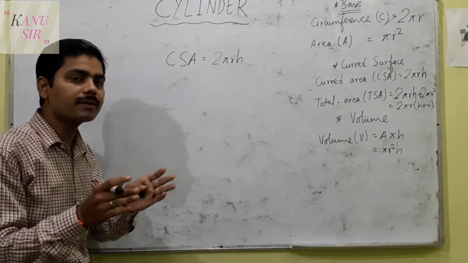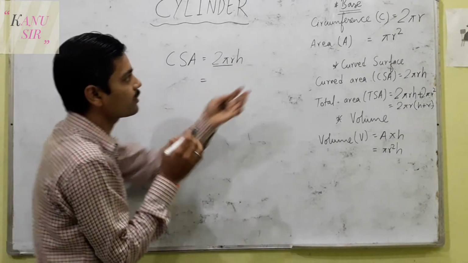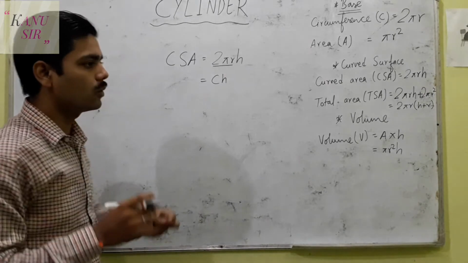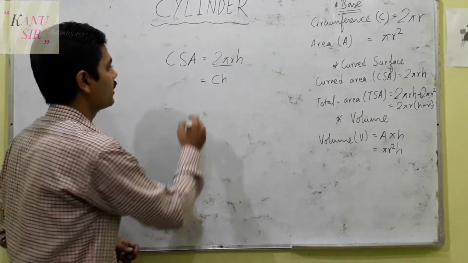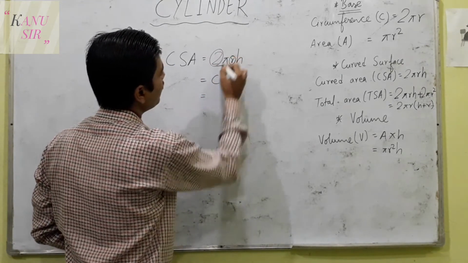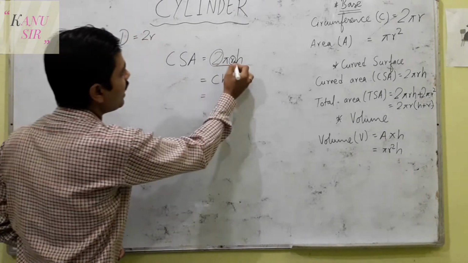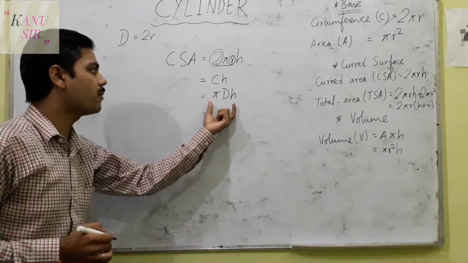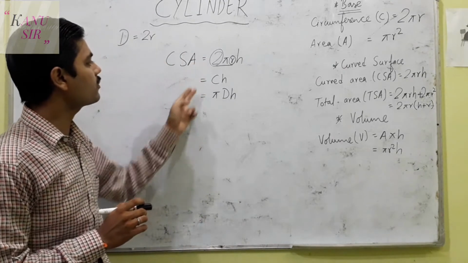In some practice books there are other formulas, like 2 pi r is considered the circumference, so we can write ch. Some students memorize this formula also. And there is another: 2r is the diameter, since the diameter is twice the radius, so pi dh. So another formula is pi dh. So I suggest you, why do you need to memorize these three formulas?